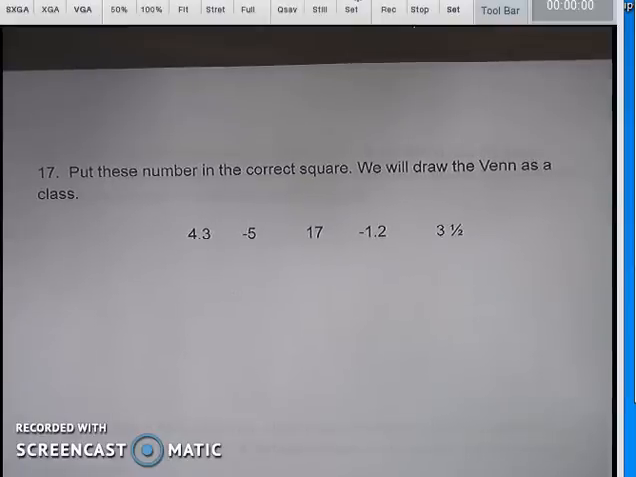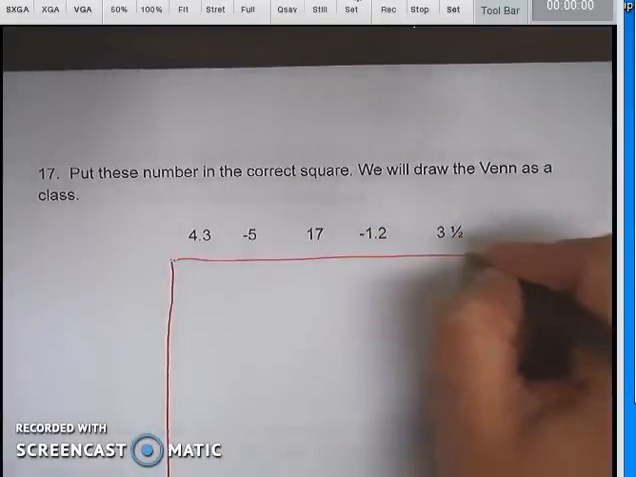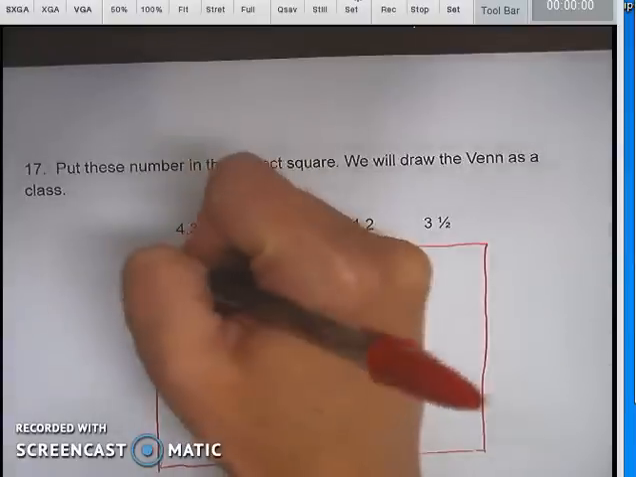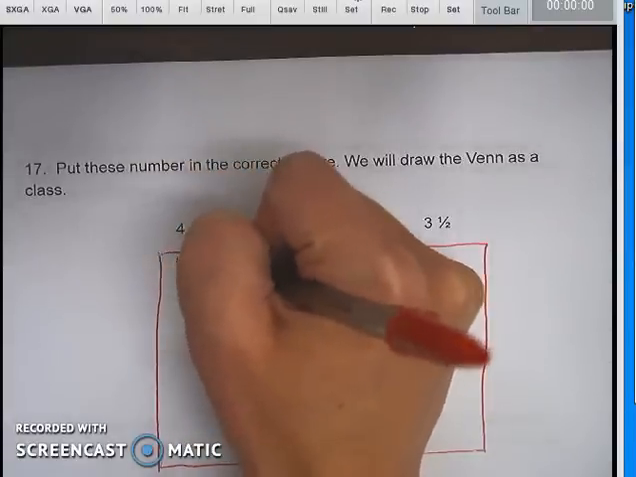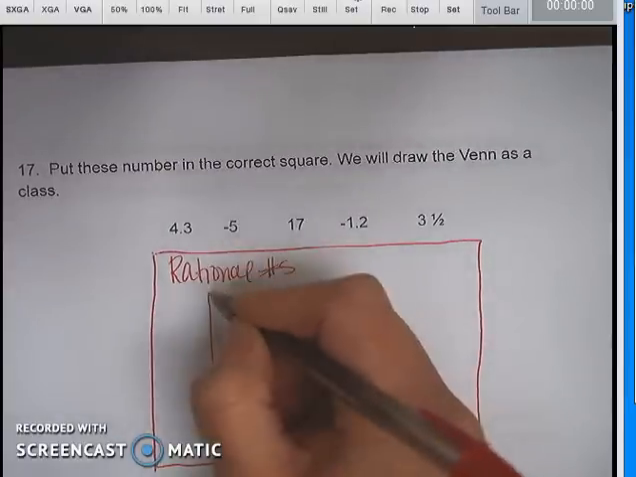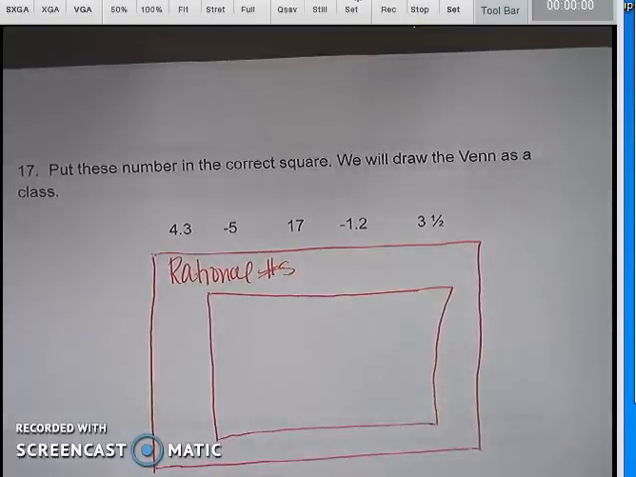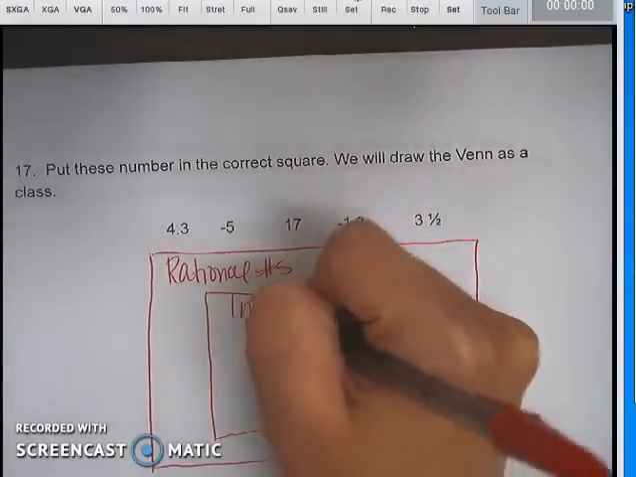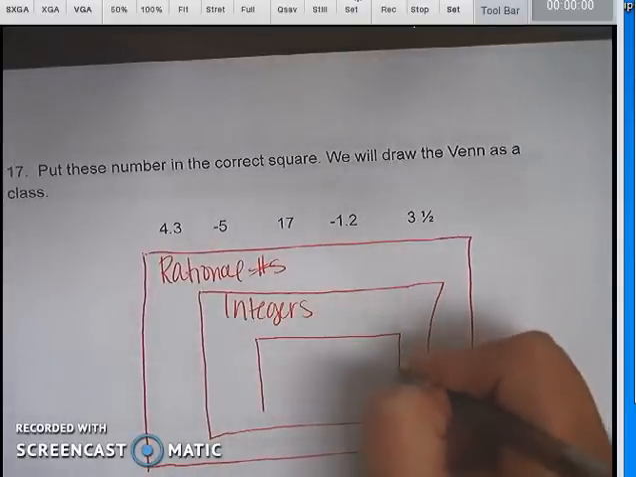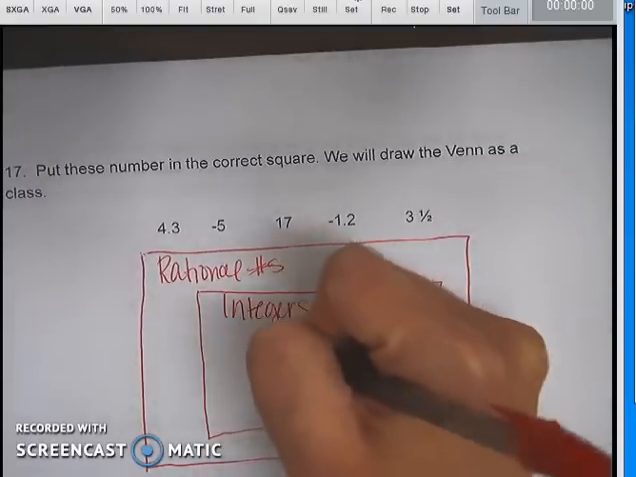Okay, so when we're drawing this, I would just draw one big square. Okay, and in this square, I would put rational numbers. Okay, and then I'm going to draw another pretty big square. And I'm going to put integers. And then I'm going to draw another square. These aren't squares, these are rectangles. Whatever, you know what I mean. And I'm going to put whole numbers.